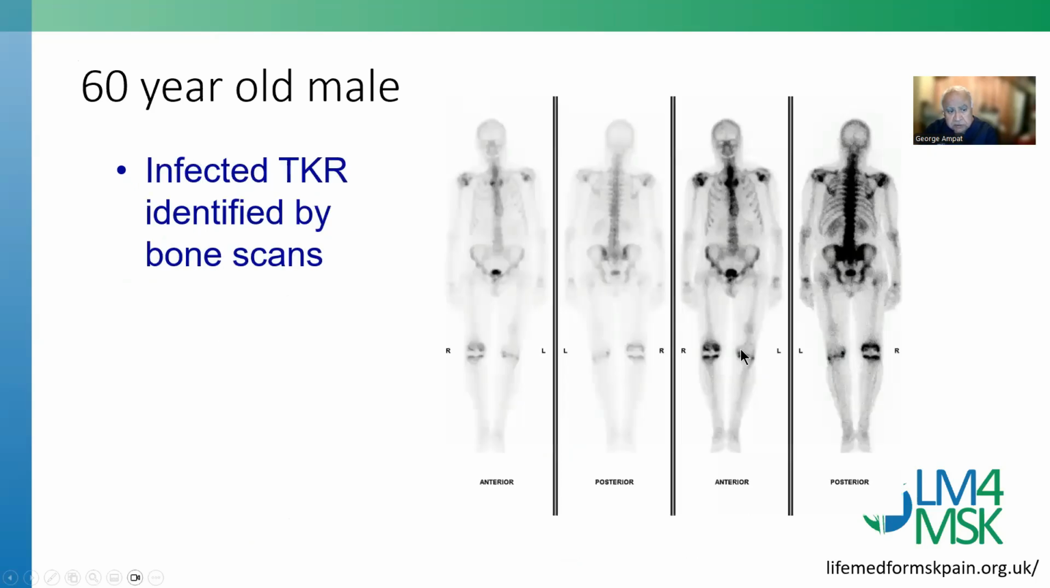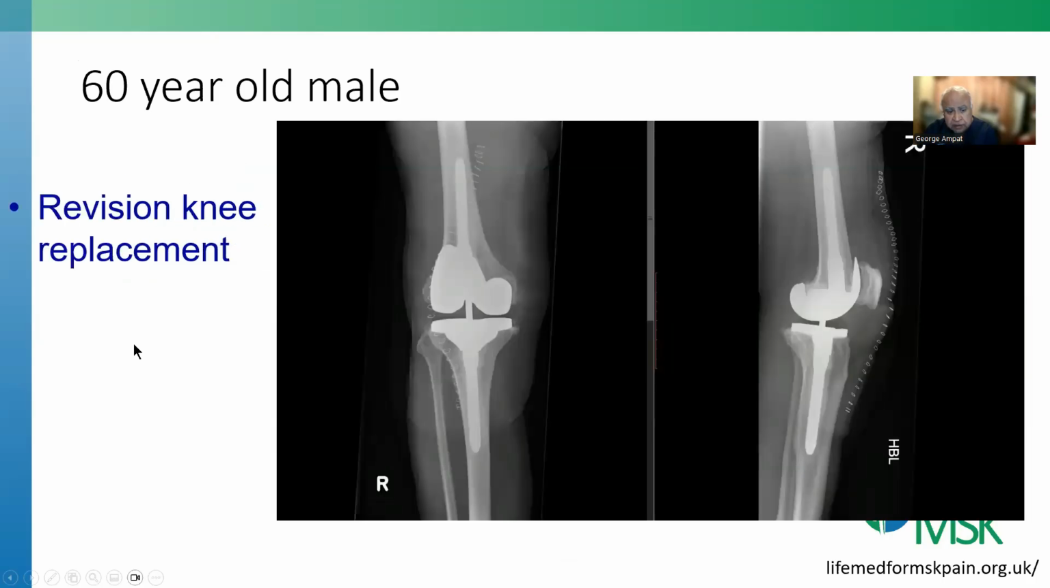It initially goes well. Then afterwards it gets infected. He had a bone scan, and you can see the bone scan is lit up, showing that there is increased activity in the knee. That knee is taken out and a new knee has been replaced. So multiple procedures. In the first place, could he have done without the knee replacement?